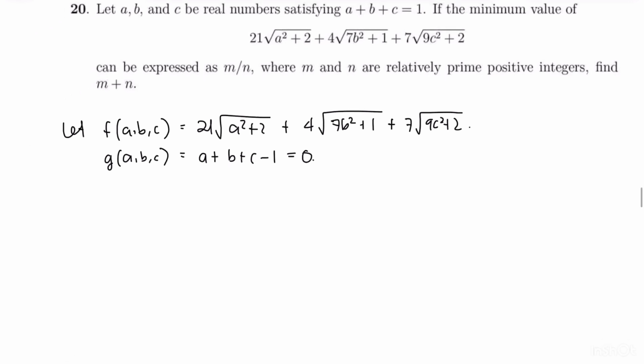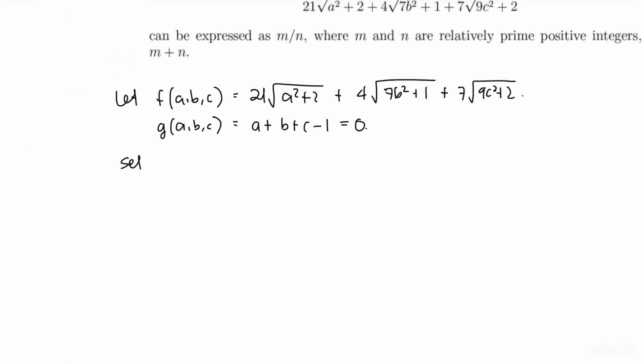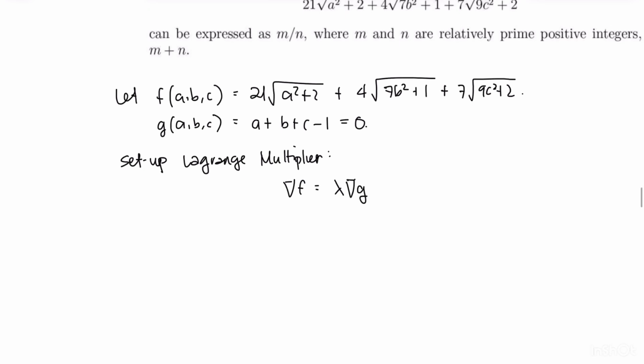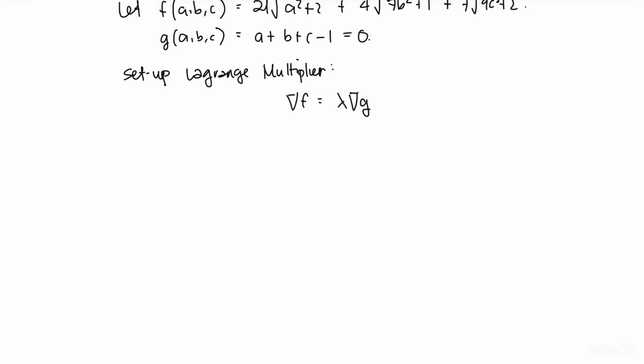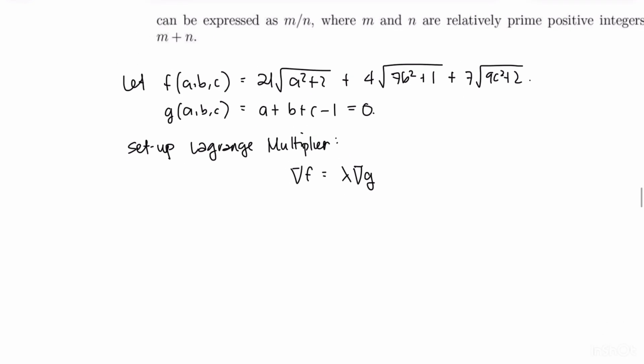So I'm going to set up the Lagrange multiplier. So we have nabla f, which is equal to lambda times nabla g. So basically lambda here is the Lagrange multiplier. So in order to solve for lambda, we're going to have to take the gradients of each of the terms of f.